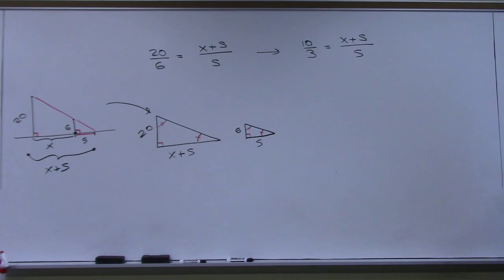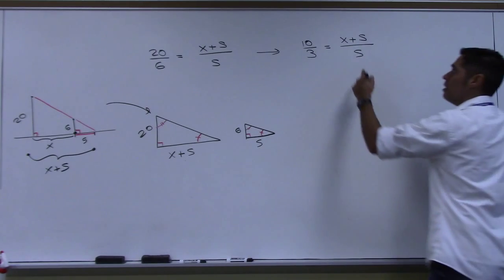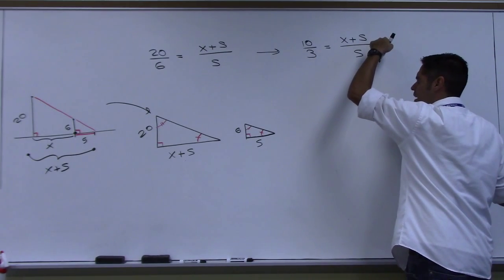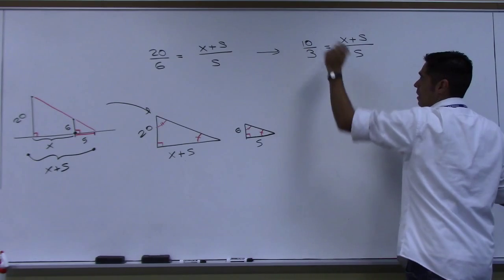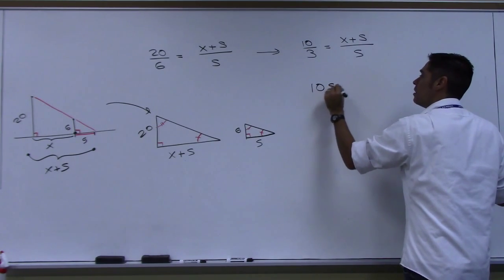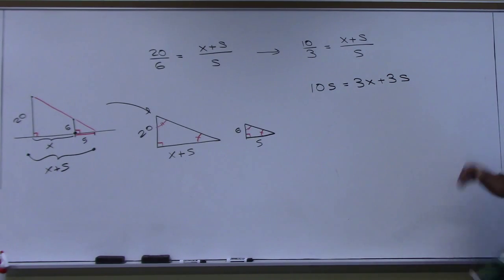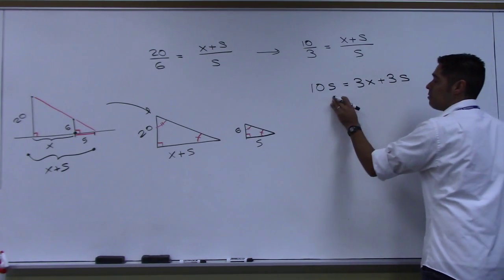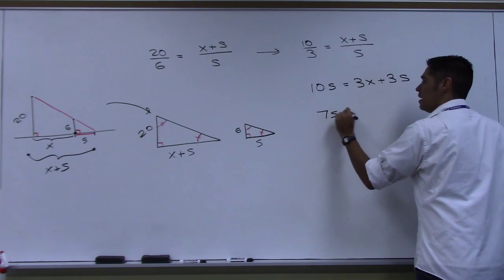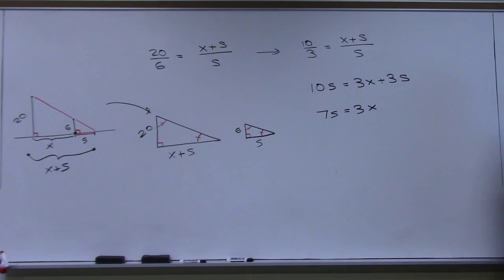And then again, before I differentiate, I'm going to choose to do a cross multiplication to get rid of the fractions. So I multiply both sides by s. I multiply both sides by 3. So I get 10s equals 3x plus 3s. Do you agree with that? And I can actually subtract 3s from both sides and get 7s equals 3x. And I can differentiate that.